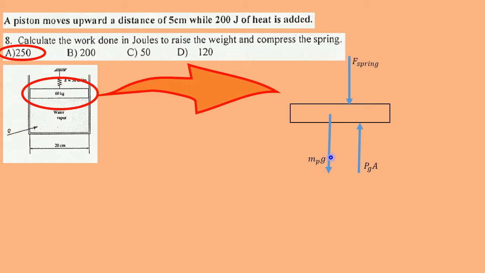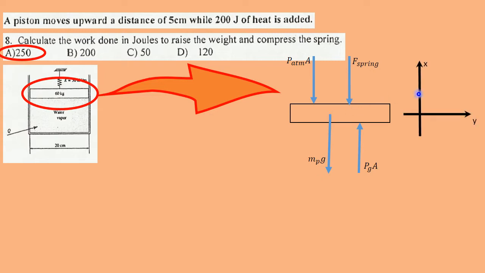In addition, we have the weight of the piston acting downward. So that's m_p g. Here m_p is the mass of the piston and g is the acceleration due to gravity. Also, we have to note that the cylinder is exposed to atmospheric pressure, so we must have atmospheric pressure acting on the piston, and that exerts a force of P_atm times A, because it's acting on the area of that piston. So these are all the forces acting on the piston.